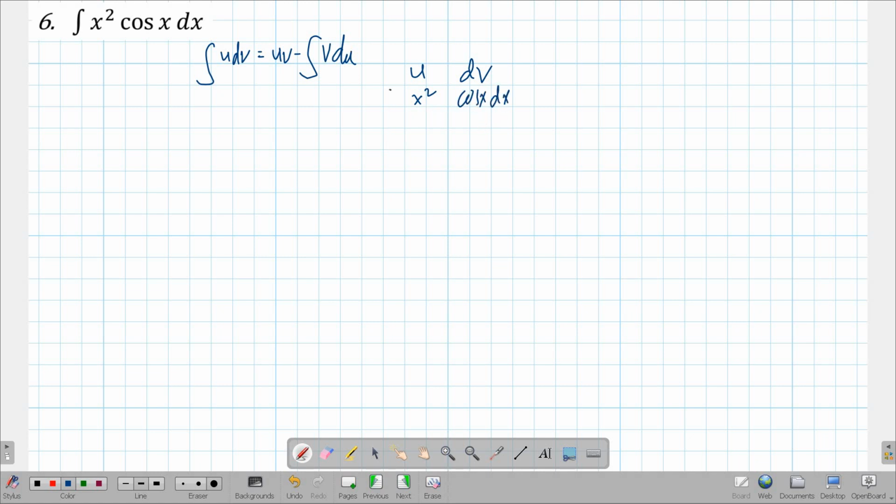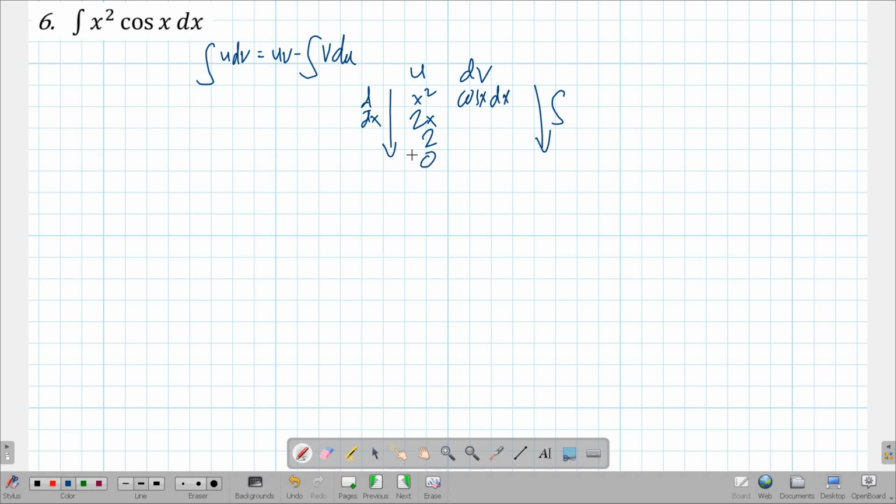So for the u column, we keep on finding the derivative, and for the dv column, we keep on integrating. So that's the technique. You form two columns, one column for u and one column for dv. For the u column, you keep on differentiating. For the dv column, you keep on integrating. So for the u column, we stop when we reach 0. So in this specific case, we have x squared, then 2x, then 2, then 0.